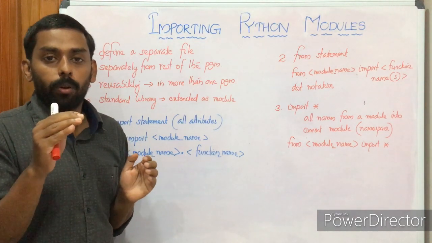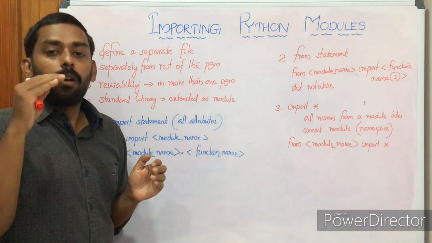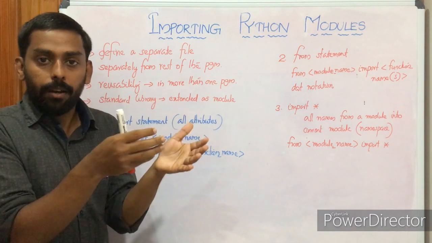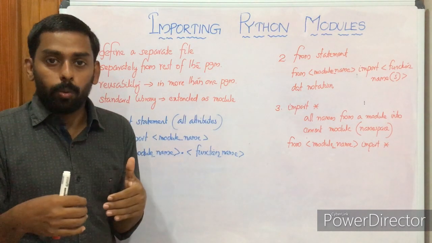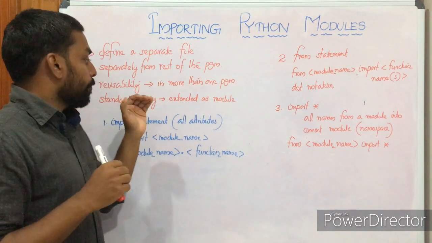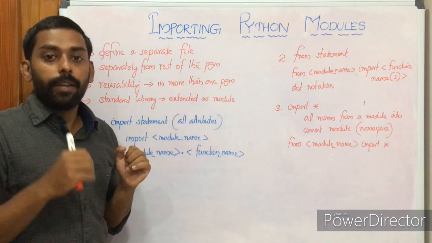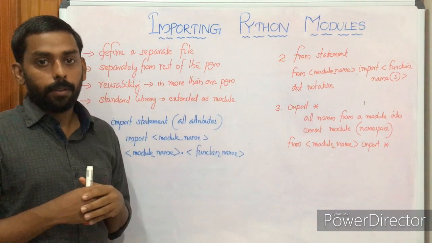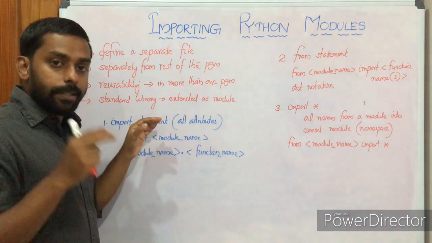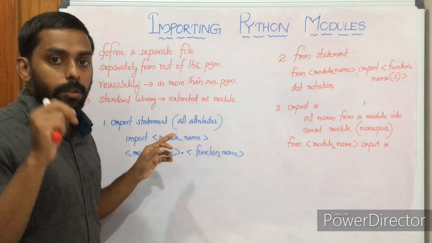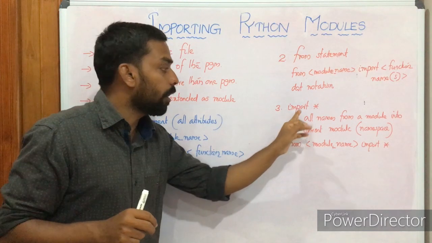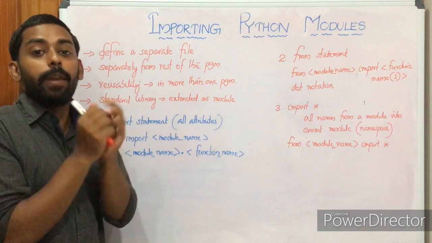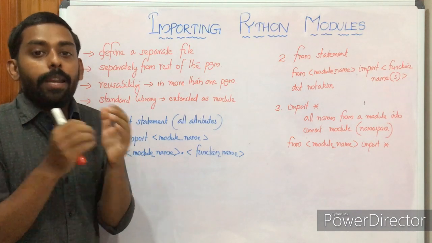After having the module, how can we make use of a module which is already available in a separate file? How to make use of the module, that is the next point. Using these three statements, we can import the functionalities of the module into our program. It is very simple. We have three statements: the import statement, the from statement, and import star. Using any of these three statements, we can make use of our module in our program.